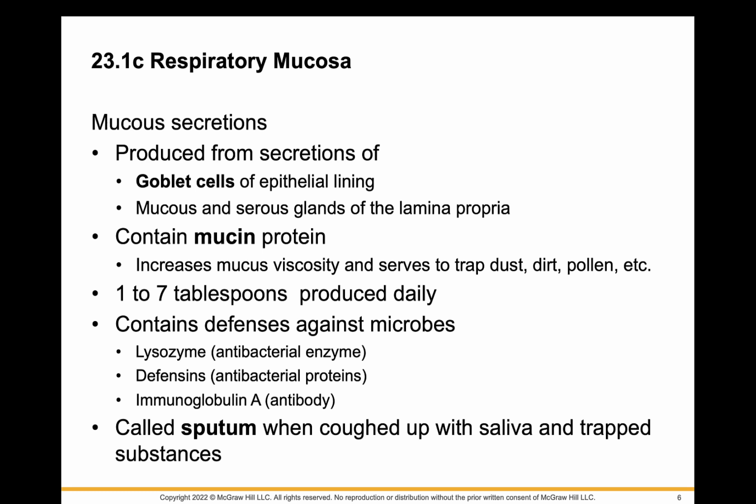Now, within it, we're going to find some antimicrobial agents. We'll have lysozyme, an antibacterial enzyme. We'll have defensins, which are antibacterial proteins. And we're going to find immunoglobulins, which are antibodies. We've all experienced an upper airway infection, and when we start to see that thick, viscous mucus, it's going to be coughed up and trapped, and that's what we often refer to as sputum.